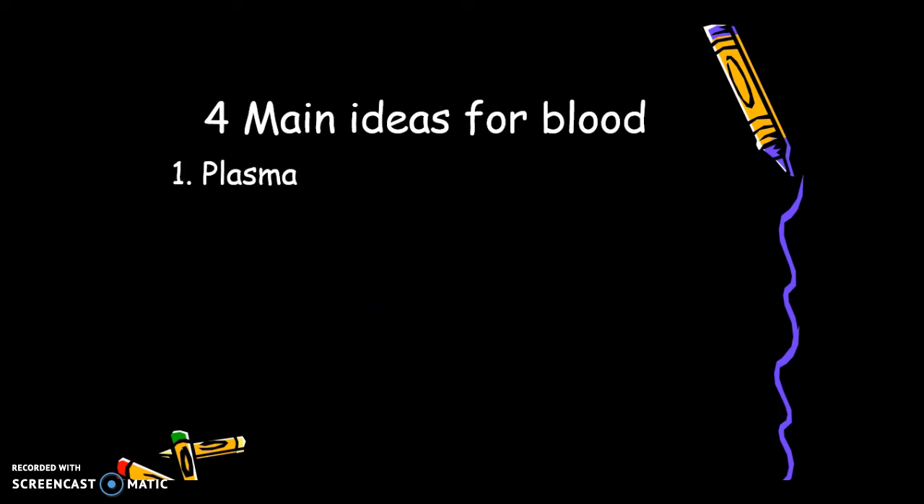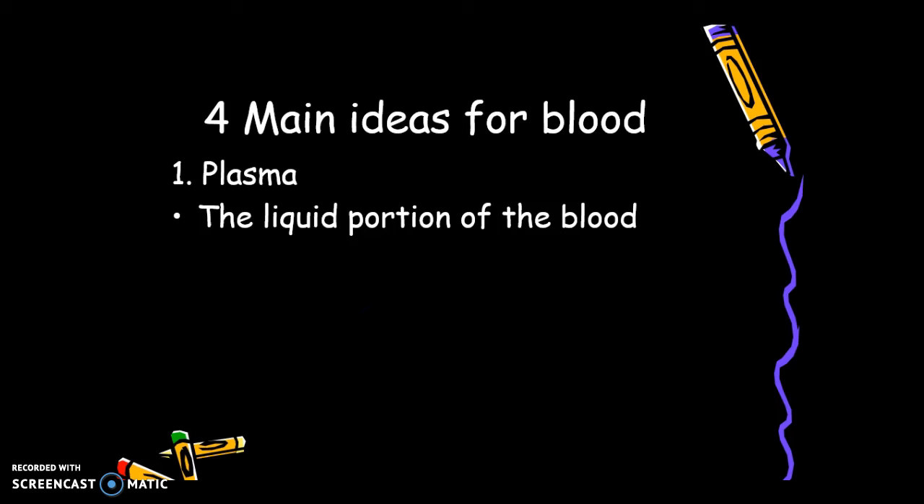So, under the first one you have plasma. I want you to add one thing to that. It's the liquid portion of the blood. And we'll go into a little bit of detail about that further on. And it's mostly made of water. Liquid portion of the blood that's mostly made of water.